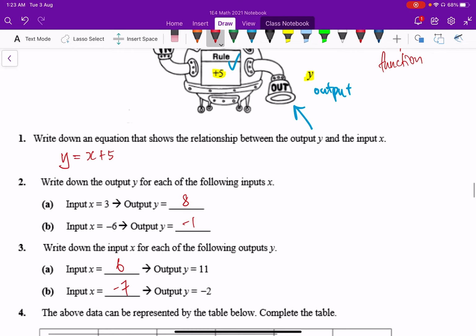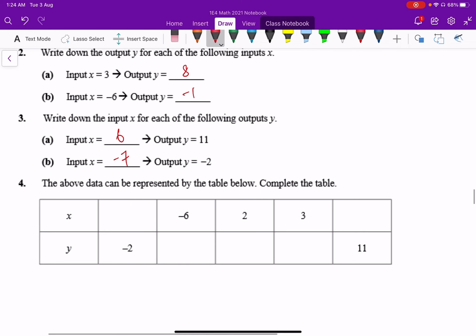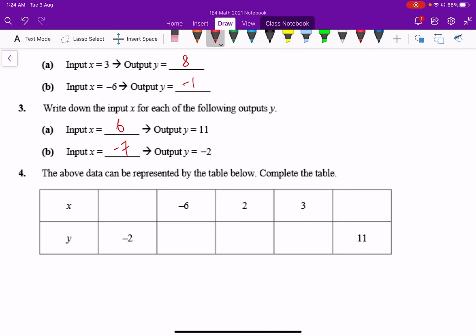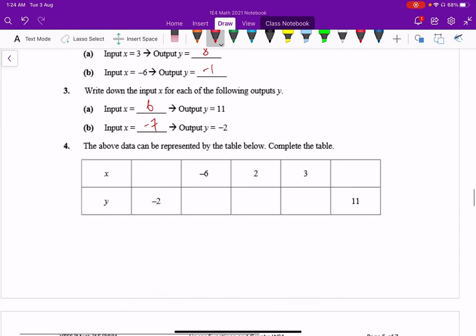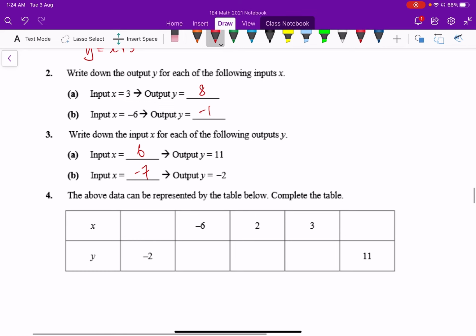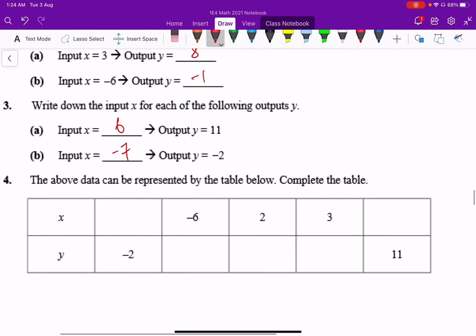Just now I also mentioned that such functions can be represented in multiple forms. It can also be represented in a table. So there's a table here. Are you able to fill it up? For today's lesson, I hope that you can finish question number 4. For those who want to try, you may look at the other pages and try to complete them. Try to fill out the table here on your own.